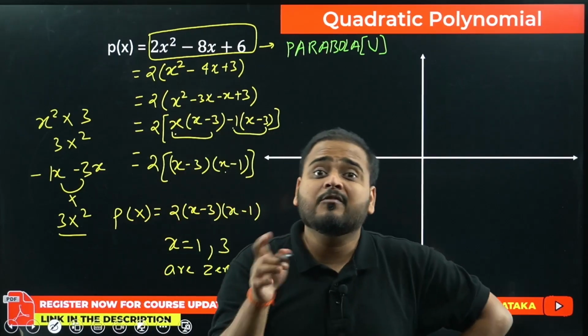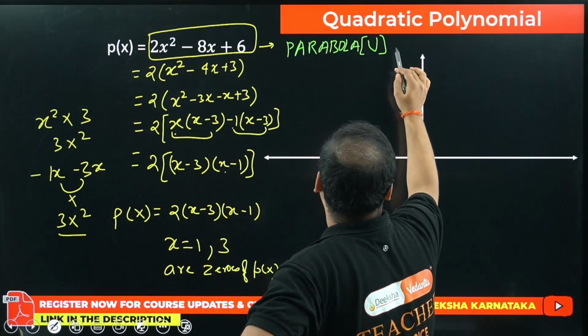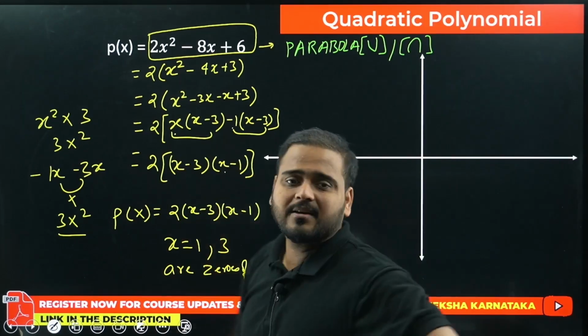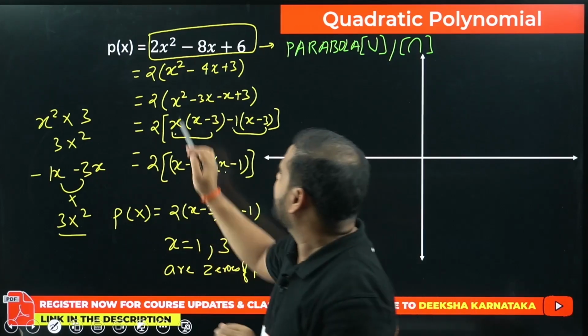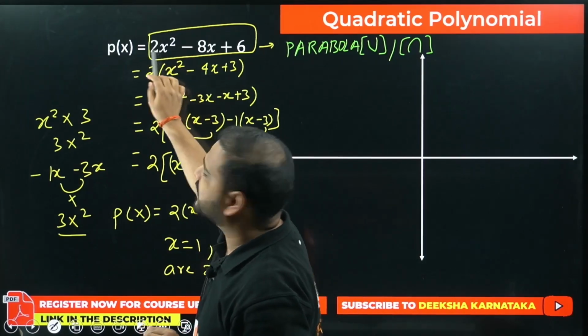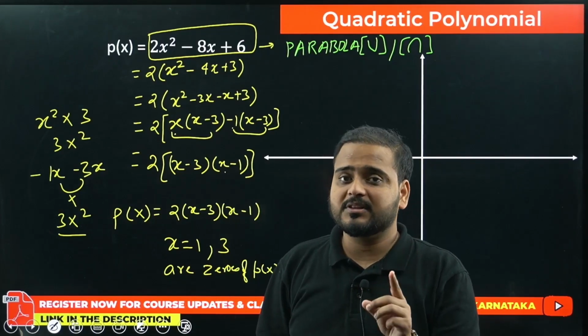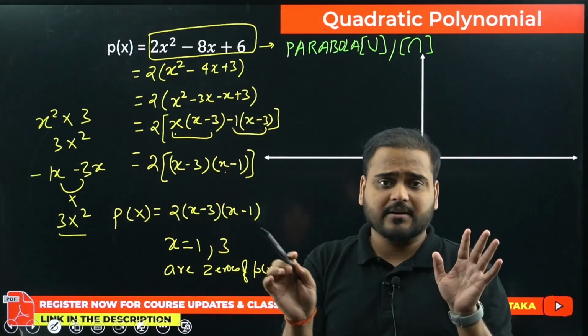Now what will be the case, sir? What type of parabola do we have? We have U, or we also have inverted U. So whenever you see, just think about this. Whenever the coefficient over here is positive, I'm giving you three additional pieces of information. One thing is the curve of a quadratic will be a parabola. You don't have to draw it.